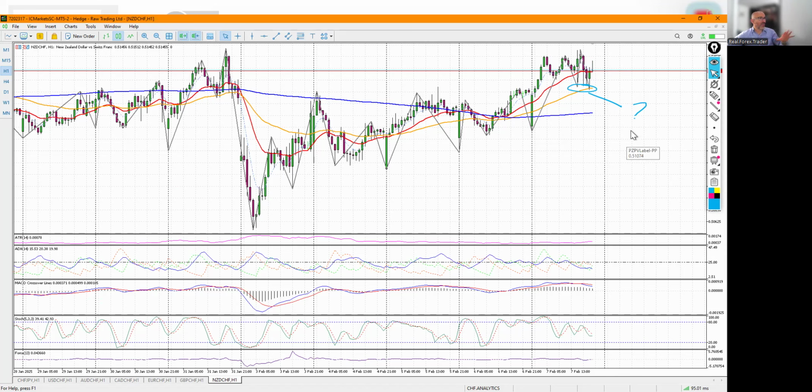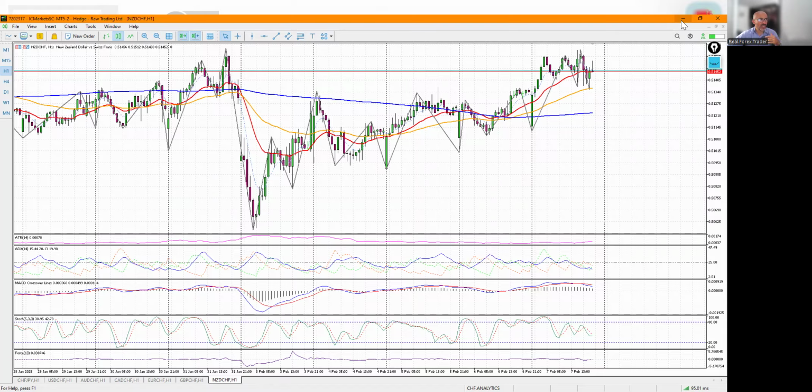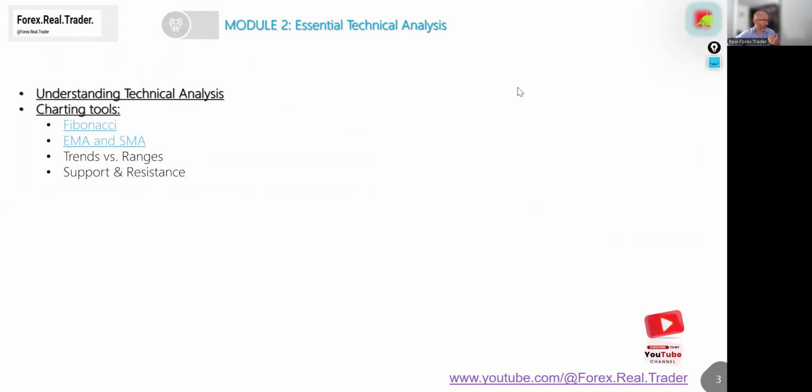So this is all about the Fibonacci tool at this moment. It's just the introduction about the tool, okay?